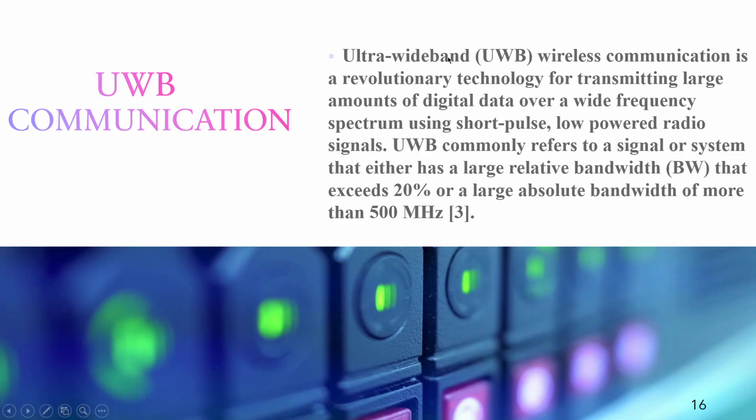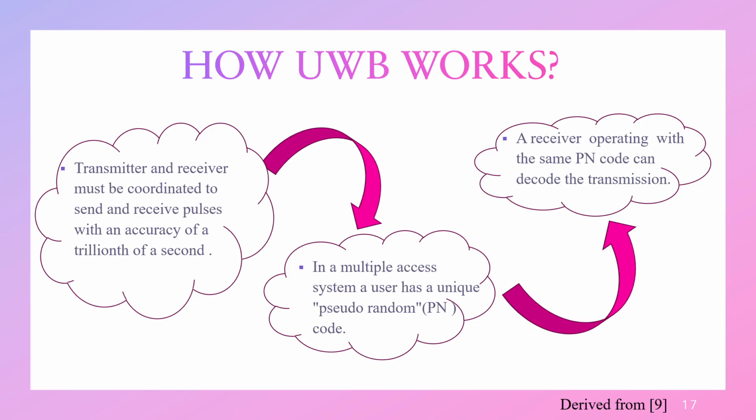Now, UWB communication. Ultra-wideband wireless communication is a revolutionary technology for transmitting large amounts of digital data over a wide frequency spectrum using short pulse, low-powered radio signals. UWB commonly refers to a signal or system that either has a large relative bandwidth that exceeds 20% or a large absolute bandwidth of more than 500 MHz.